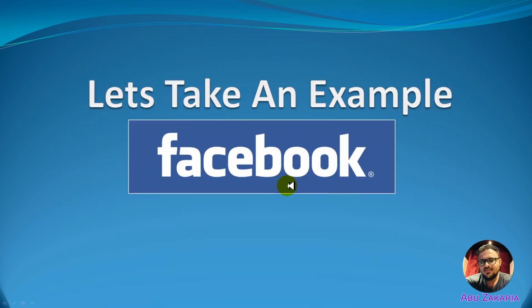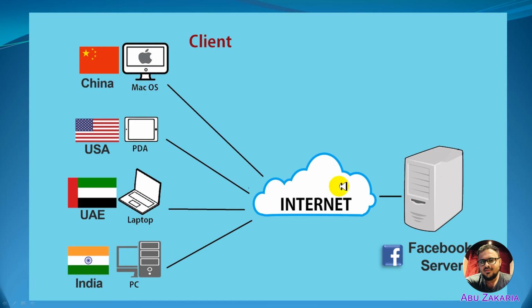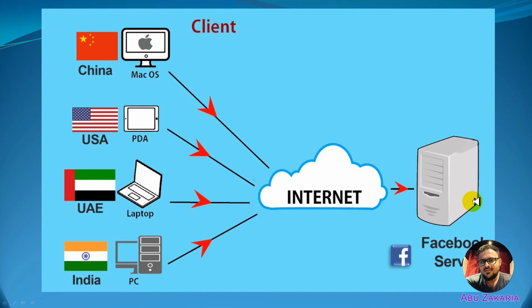So let's take an example, Facebook. This is a Facebook server. You are getting through the ISP to the internet, and trying to access information from the Facebook server. A person sitting in China sends a request, and the server receives the request and returns the information. A person sitting in the US tries to access the Facebook server using his login username and password, and similarly UAE and India.